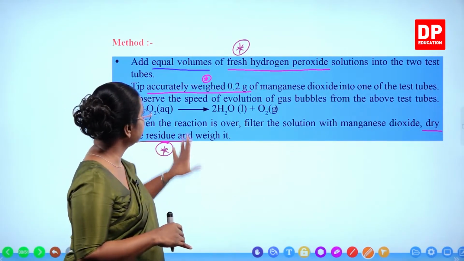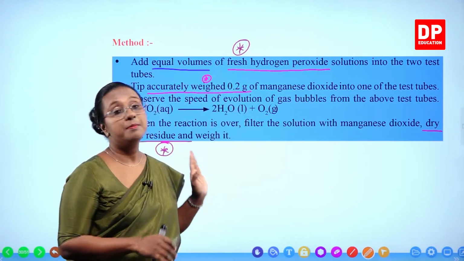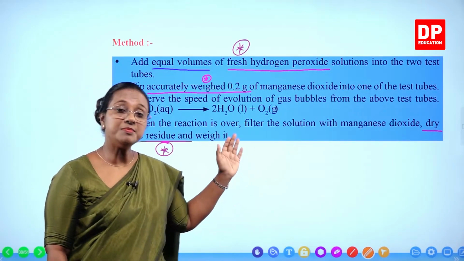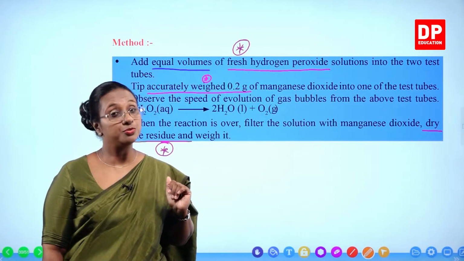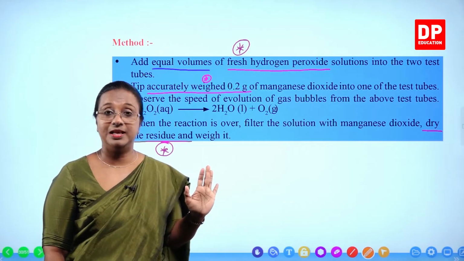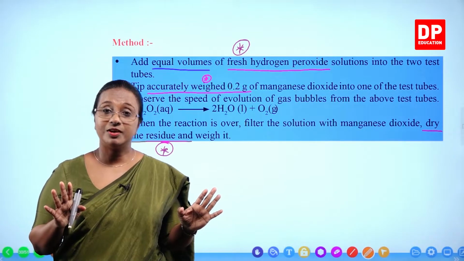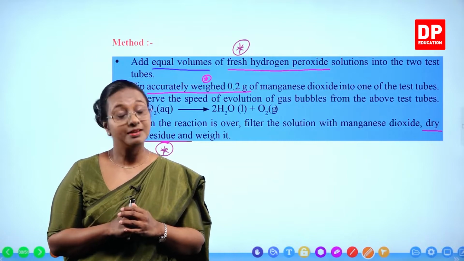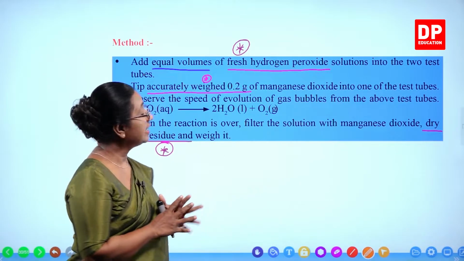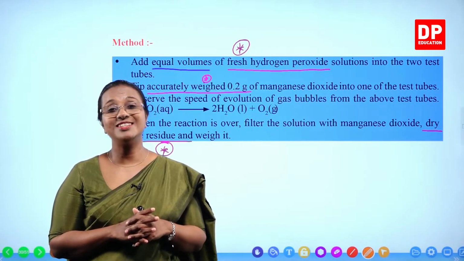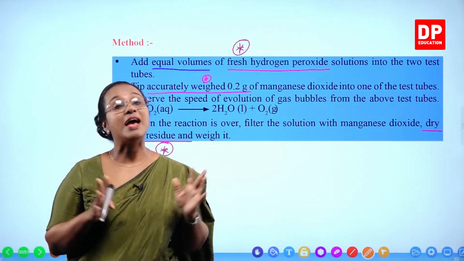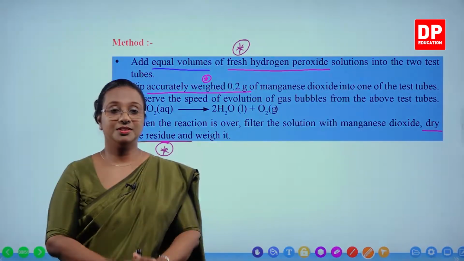Then you will get the same mass of manganese dioxide. If you took 0.2 grams, you will have 0.2 grams after the reaction is complete. Then you can confirm that it is not chemically consumed during the reaction. So that is again a simple activity, students. I'm sure you all have understood the procedure. Let's go to the lab and do the activity now.